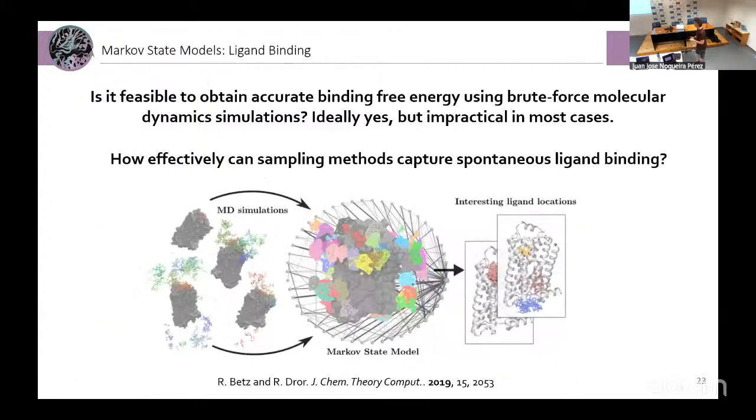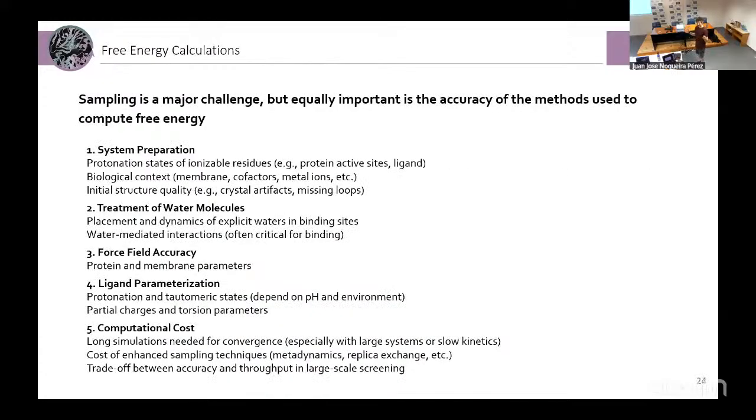Okay, so this is the real problem. And if you want to learn more about this, there is this paper by Robin Betz and Ron Dror, where they discuss how good these methods are at capturing the spontaneous ligand binding process. Ideally, it would be perfect if we could simulate with an MD simulation, without any restraint, the binding and unbinding of a ligand, because from this we can obtain probabilities and good free energies. Perfect. So in terms of sampling, if we have infinite computational power and infinite time, this is okay.